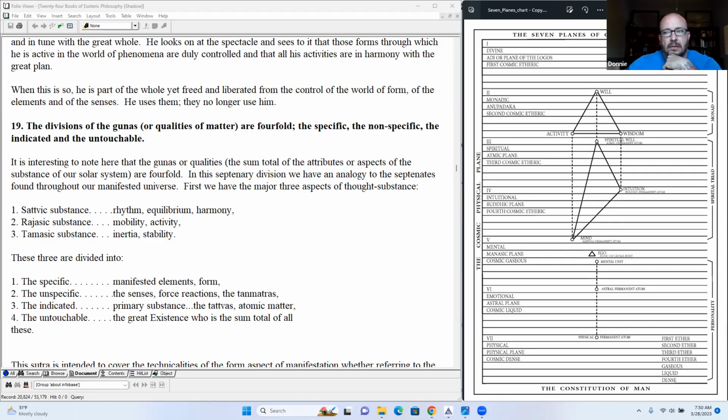All right, we are going to start at the 19th Sutra.